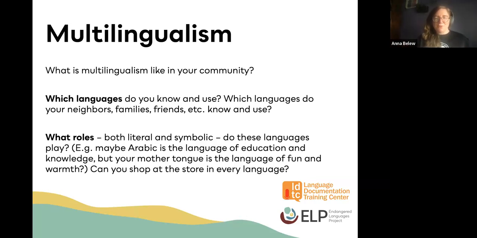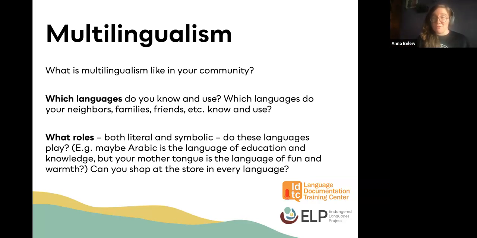And if you dive a little bit deeper, you might start thinking about what roles these languages play in your social world. Do people have beliefs about the purpose of each of those languages? What do they actually use them for, right? So maybe in some places, Arabic might be considered the language of education and formal knowledge, but maybe somebody's mother tongue is the language of warmth and fun and family and social closeness. And you might even start asking about where you can or cannot use specific languages, whether practically or maybe because it's not considered polite or appropriate or whatever, right?